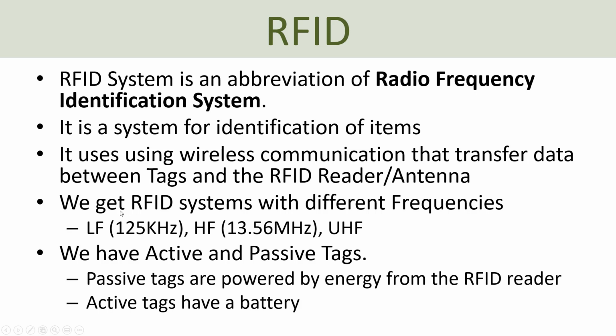We have different types of RFID systems that use different frequencies: low frequency, high frequency and ultra high frequency. We also have different types of tags: active tags and passive tags. Passive tags are the most common. They are powered by the energy of the RFID reader itself, while active tags have a separate battery included.